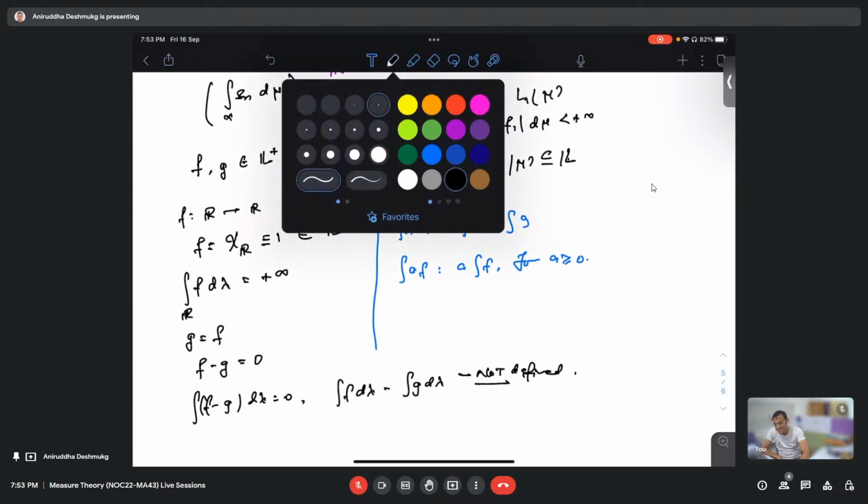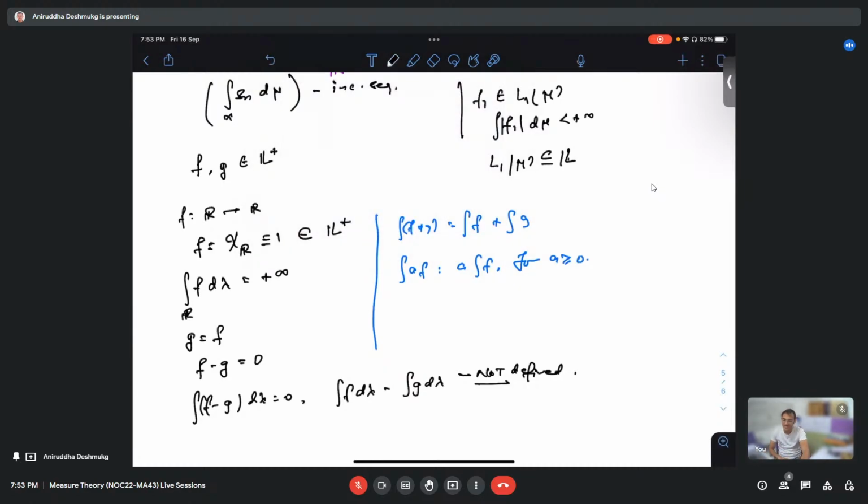So this is the exact problem for negative functions, right? One could go to plus infinity, the other could go to minus infinity, and then the difference, I mean the sum, is not defined. And now it makes a lot more sense.